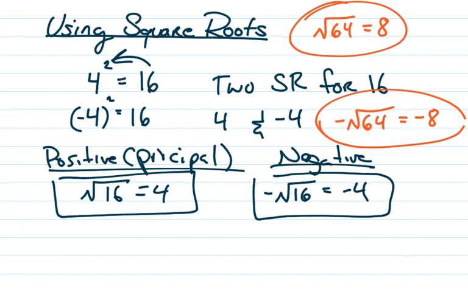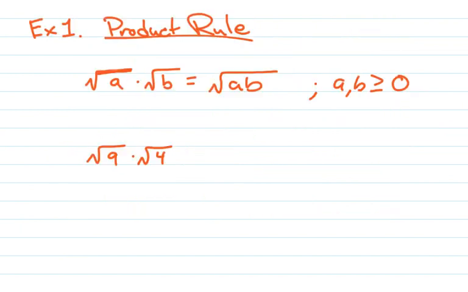Okay, so let's move on to some examples. The first example involves the product rule. If I have the square root of 9 times the square root of 4, or the square root of a times the square root of b, I can rewrite that as the square root of a times b. Now this only works if a and b are greater than 0.